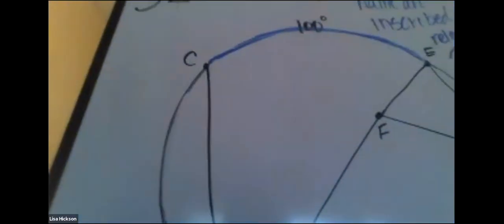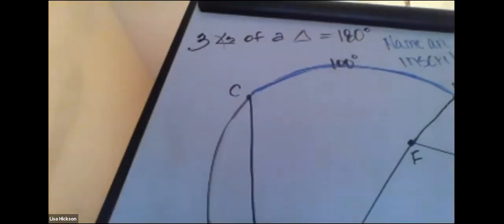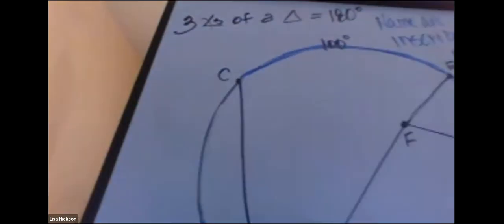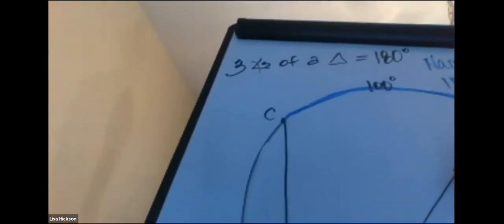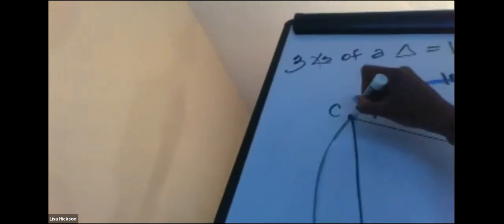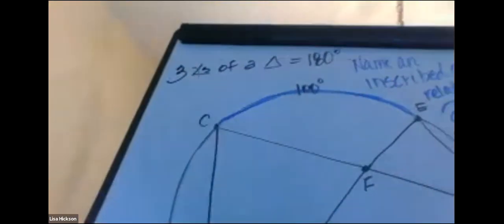So again, I'm going to walk you through this piece. This angle here is half the measure of this arc, so this is a 50-degree angle. That's one angle that is attached to that arc. But I'm going to put this line back. We have two triangles.